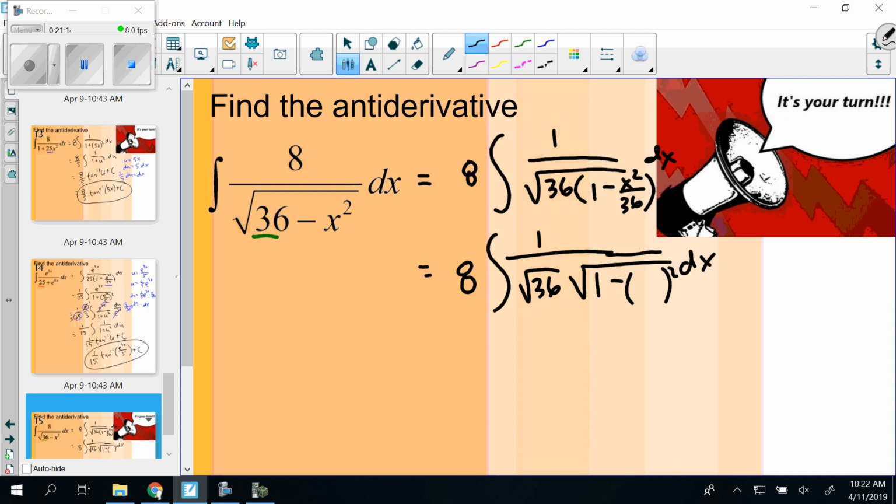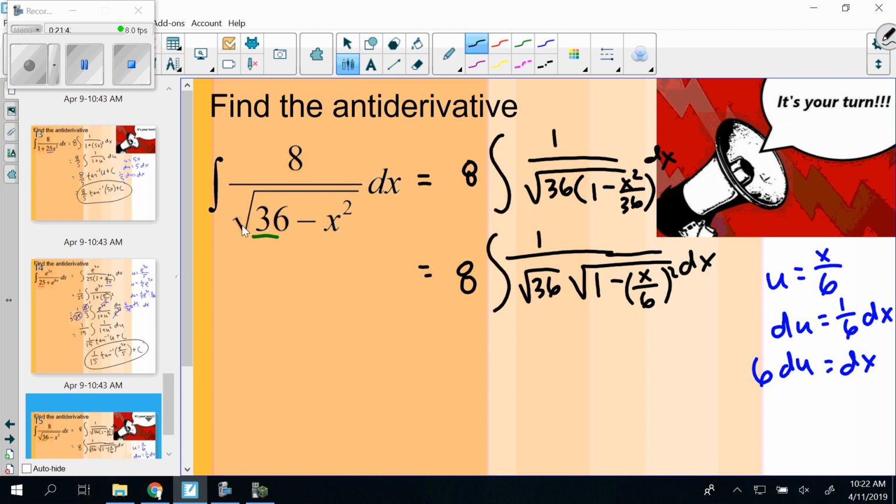Okay, what is being squared there? Well, we can see on top it's an x, on bottom it's a 6. And so that's what we want our substitution to be. We want to substitute in u for x over 6. The derivative of that being 1/6. And so if we solve for dx, that's going to make this 6 du.